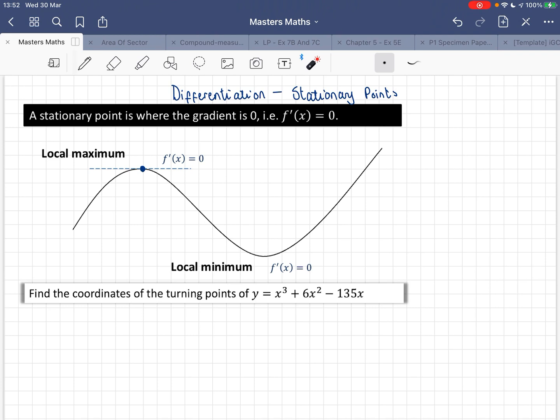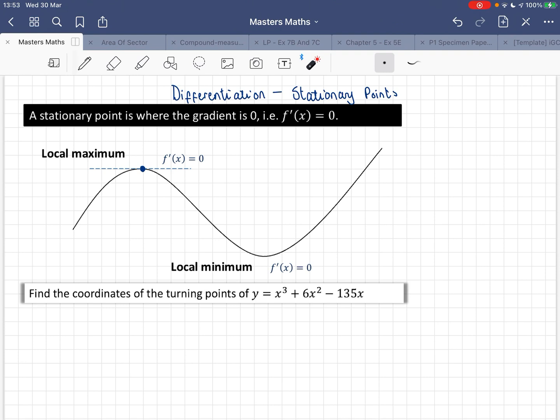So we have maximum and minimum points. A local maximum is the largest point, the biggest point, the highest point on the graph, and a local minimum is obviously the minimum point on that graph, which again is where the gradient is equal to 0. So find the coordinates of the turning points of this graph, y equals x cubed plus 6x squared minus 135x.